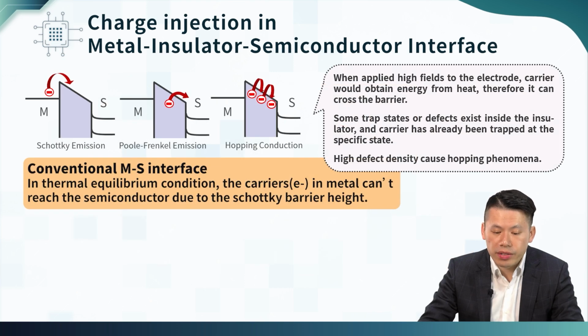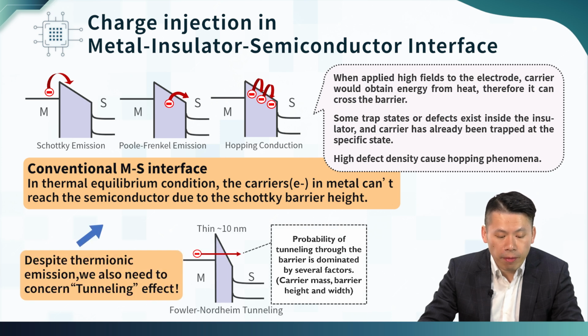So to summarize, when a high electric field is applied to the electrode, the carrier will obtain energy from heat. Therefore, it can cross the barrier. So that can lead to the Schottky emission. But if some trap states or defects exist inside the insulator, and a carrier has already been trapped in a specific state, this can also help carrier injection through this defect. And if we have a high density of defects, that can cause a hopping phenomenon.